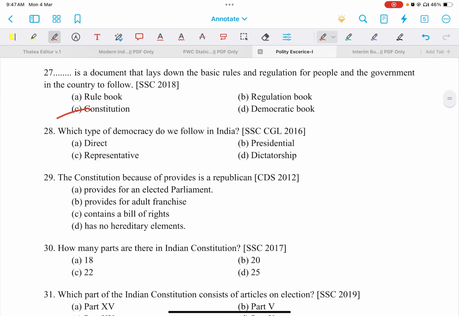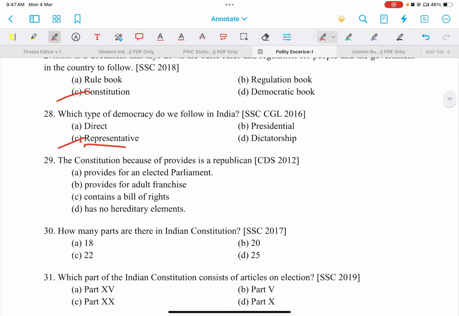Question number 28. Which type of democracy do we follow in India? Representative democracy. The Constitution of India is republican because it has no hereditary element. The President, the elected head of the state, is elected by the people.